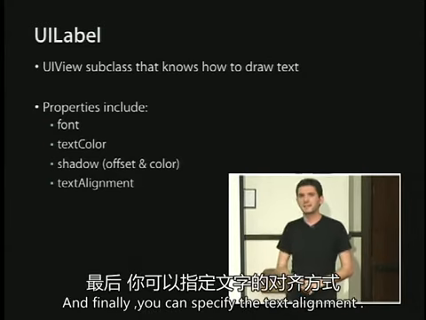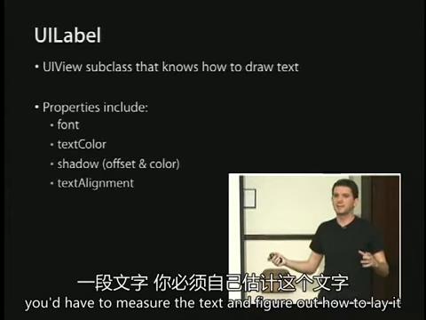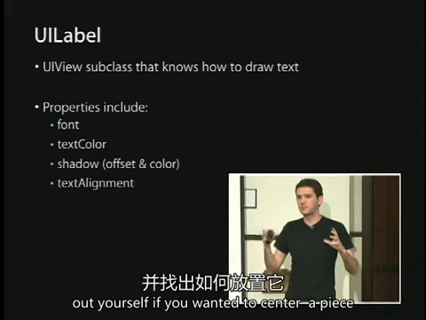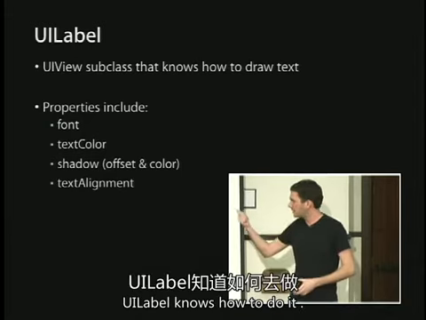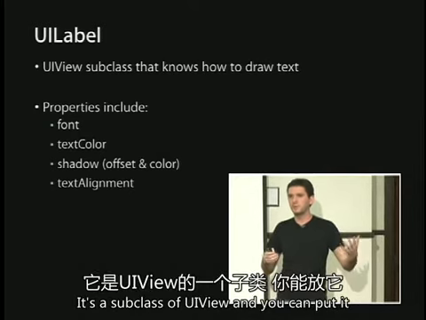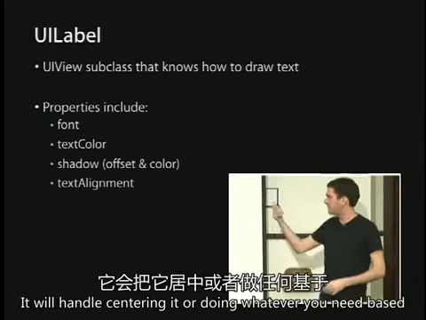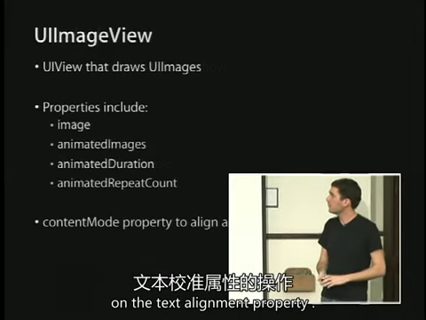And finally, you can specify the text alignment. This is really convenient because otherwise you'd have to measure the text and figure out how to lay it out yourself if you wanted to center a piece of text. Don't bother. UILabel knows how to do it. You can set the text alignment on the UILabel. It's a subclass of UIView, and you can put it in your view hierarchy. It'll handle centering it or doing whatever you need based on the text alignment property.